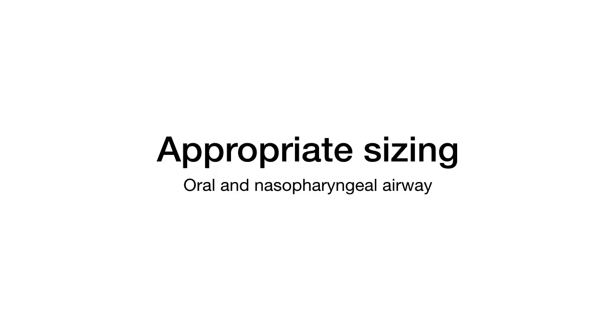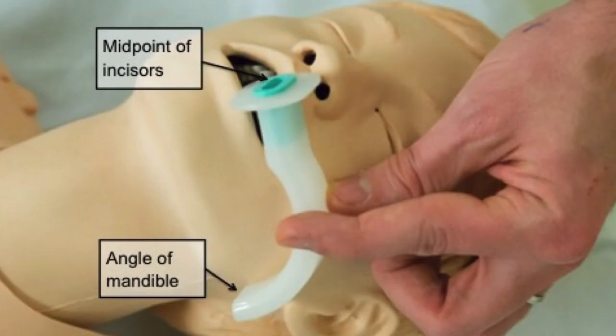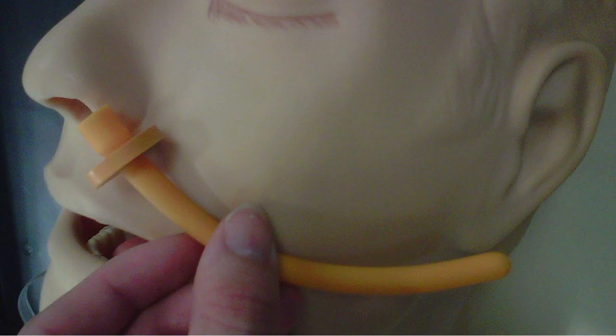So before we proceed with the actual demonstration, I'd like to discuss a bit about appropriate sizing for your oral and nasopharyngeal airway. For your oral airway, you measure from the midpoint of the incisors all the way to the angle of the mandible. For your nasopharyngeal airway, you measure from the tip of the nose all the way to the patient's earlobe.